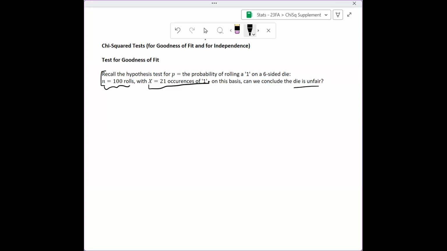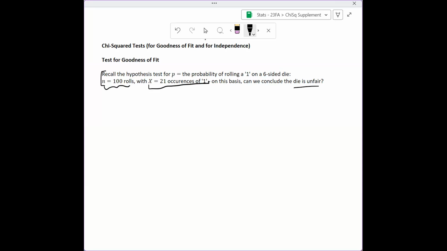The idea here was that we were something like a quality control engineer at a die manufacturer, and we think that we're manufacturing fair dice, where a 1 comes up about 1/6 of the time. The question is, does that actually seem to be true for this particular die? If we get far too many ones or far too few ones, we might think that there's a problem with the process. We might shut down our machine, recalibrate it, something like that.